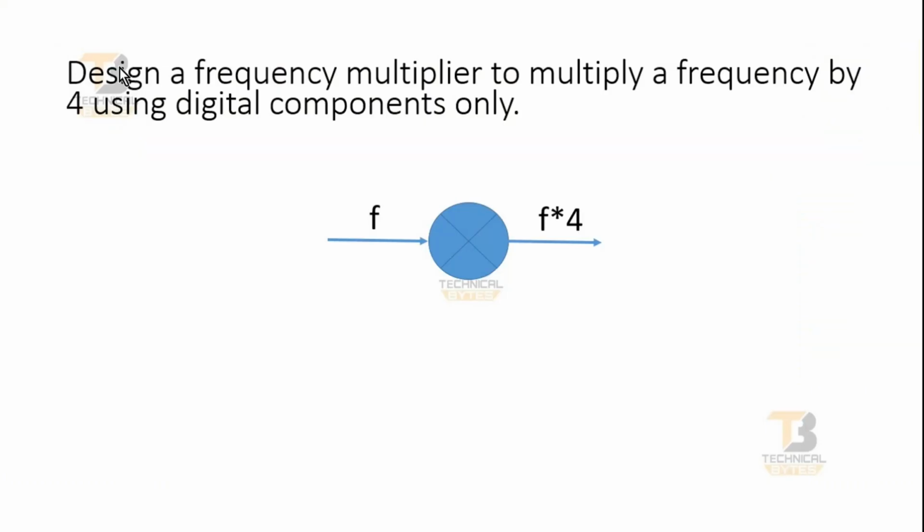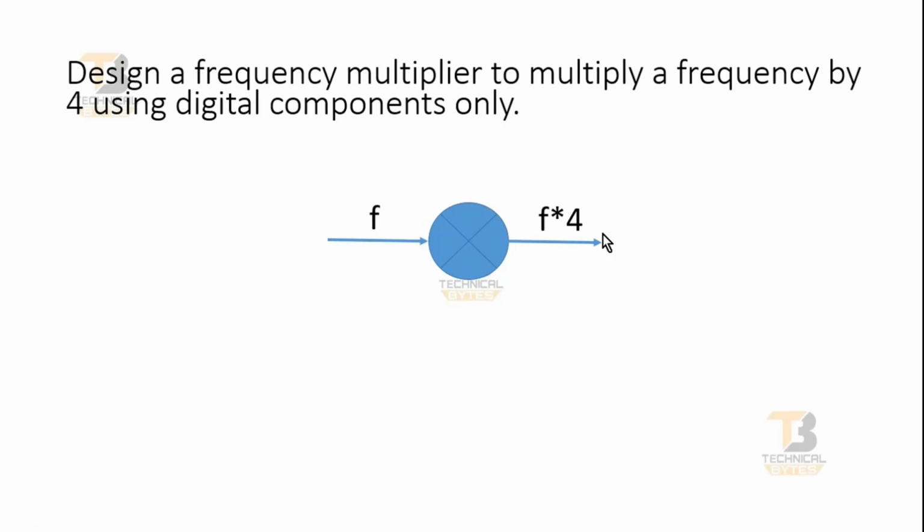Friends, before telling you the solution, let us read what our challenge was. The challenge was: you have to design a frequency multiplier to multiply a clock frequency by 4 using only digital components. Here you have to design your logic, which is called a frequency multiplier. The input frequency is f, and the output frequency should be f into 4.